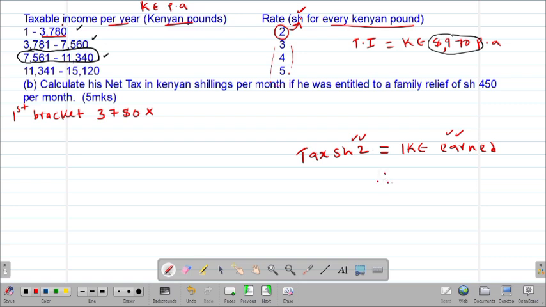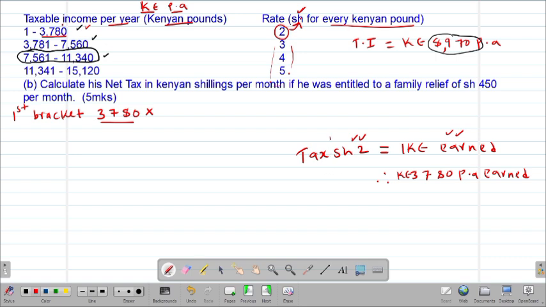So we're going to ask ourselves, what about here? We are having pounds of 37.80. So what about Kenyan pounds of 37.80? Then remember, whatever is coming from here is rhyming with the table. It is in Kenyan pounds per annum. So this one is in Kenyan pounds, then of course per annum, this is also money that was earned by that particular employee.